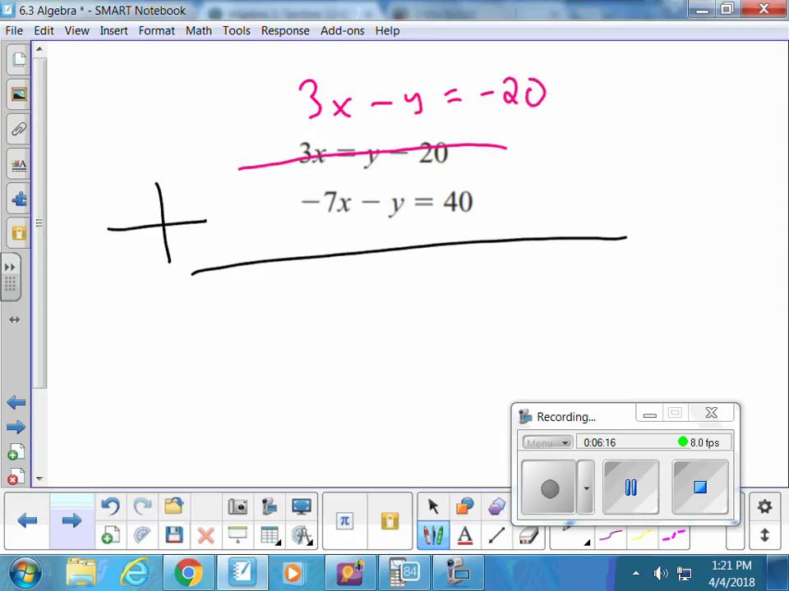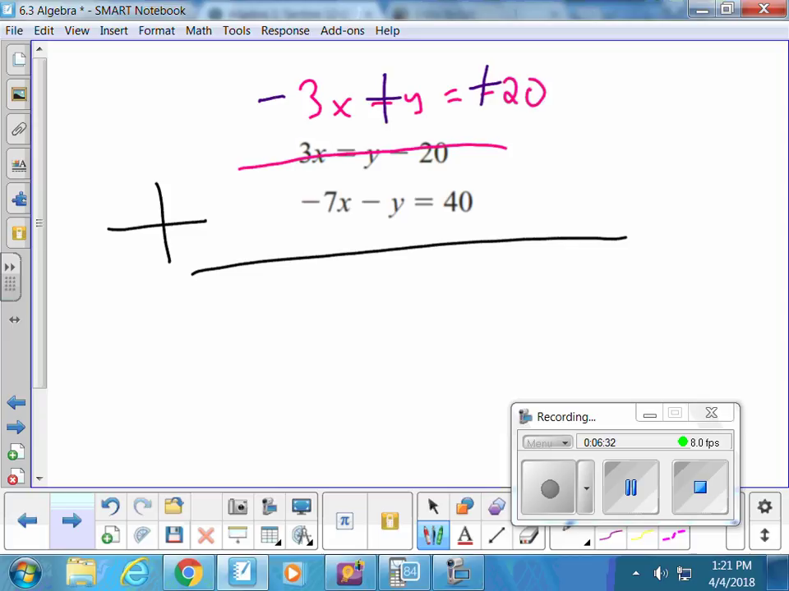So if I multiply everybody through by a -1, this becomes a -3x, this becomes a positive y, and this becomes a positive 20. And now you're set up for elimination. So you're allowed to do that as long as you do it to every single term in the equation.